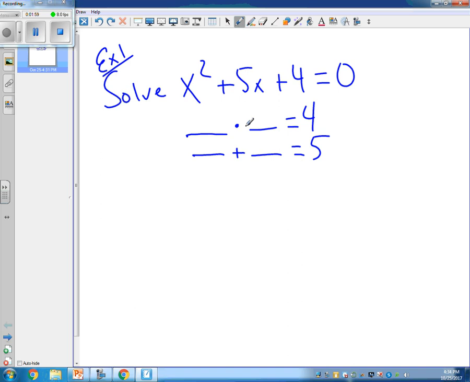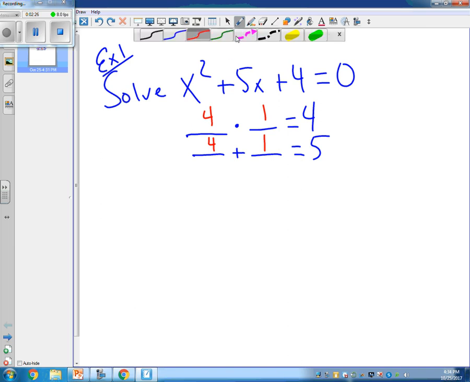What two numbers multiply to 4 but add to 5? If you said 4 and 1, you are gold. You are right on target. Now remember, once you make that choice, these numbers have to be the same for the bottom also. We can't do something crazy like 4 times 1 is 4, and then say something like 3 plus 2 is 5. The numbers have to be the same in both parts of our setup.